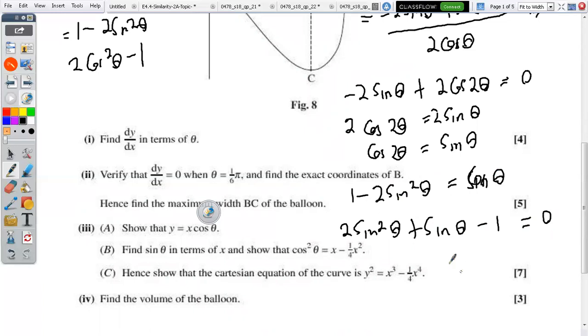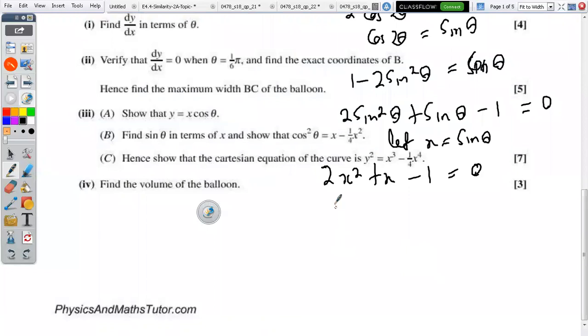Are we together? Then to make things easy, let x be equal to sine theta, which I'm sure is what you do at school. So that I have 2x squared plus x minus 1 is equal to 0. Clear? Can it be factorized? It's 2x multiplied by x, and this is a positive 1 and this is a negative 1. Are we agreeing? Yes, because that gives us 2x, negative x, and x.